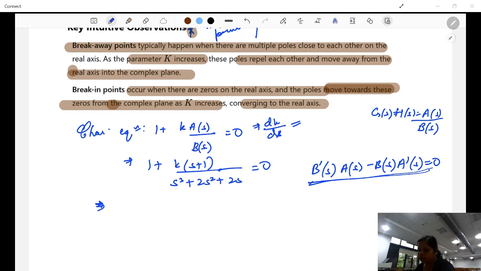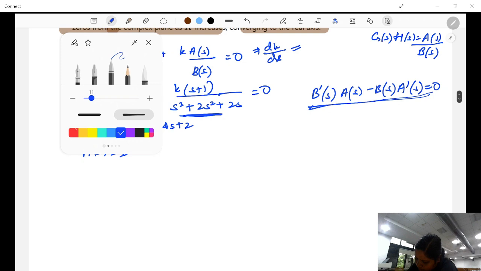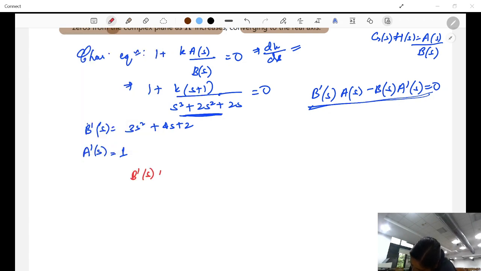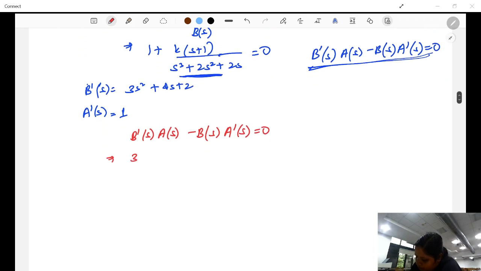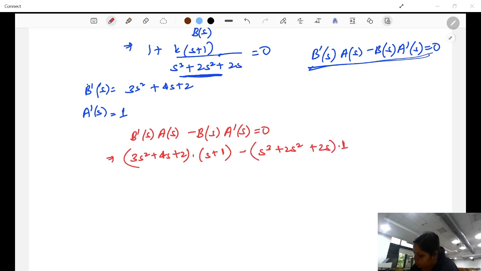We want to find out where the derivative is changing suddenly. Now, we will find B dash s first. It is 3s square plus 4s plus 2, the derivative of the quantity in the denominator. A dash s is 1. So B dash s into A(s) minus B(s) into A dash of s is equal to 0. That is (3s square plus 4s plus 2) into (s plus 1), minus (s cube plus 2s square plus 2s) into 1, is equal to 0.